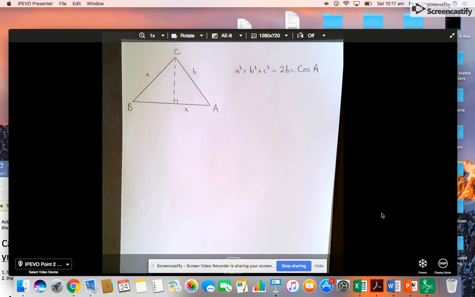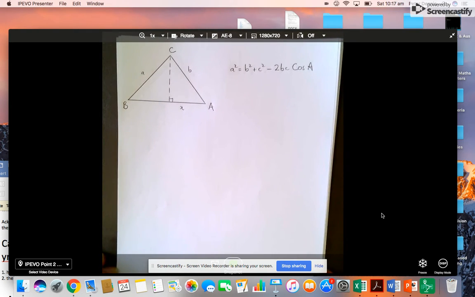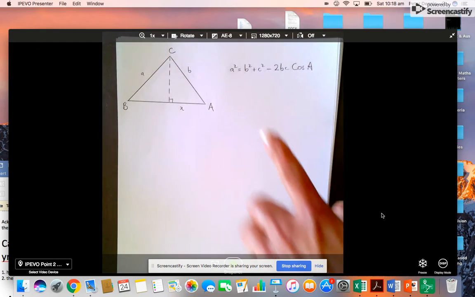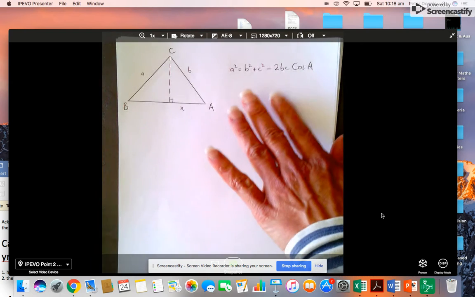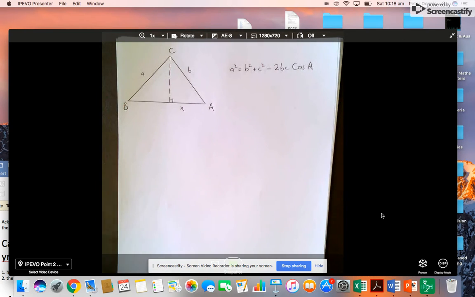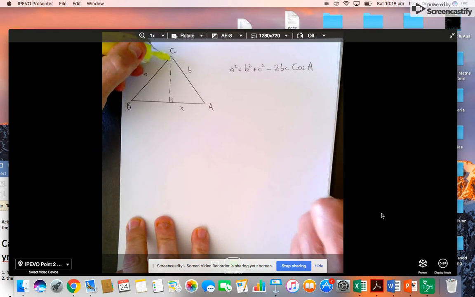Okay, we're going to look at the cos rule, and again, we're going to prove it. So I think it falls out very, very quickly. And so what we're aiming for is this formula here, a squared equals b squared plus c squared minus 2bc cos A. And the way we're going to do it, we're going to look at this triangle first.